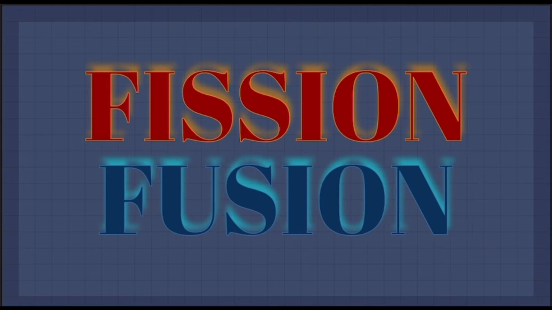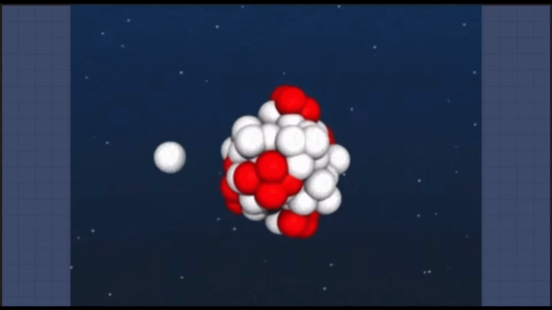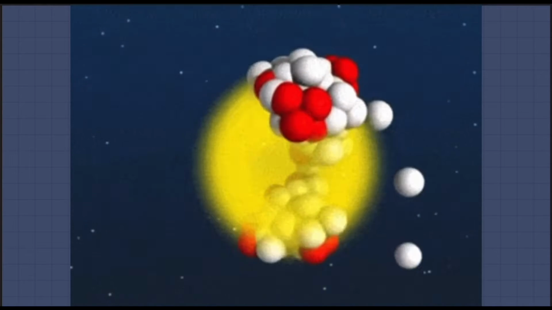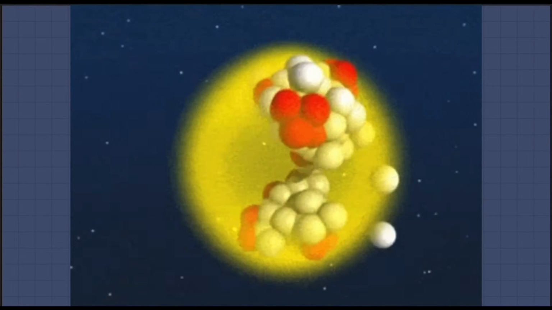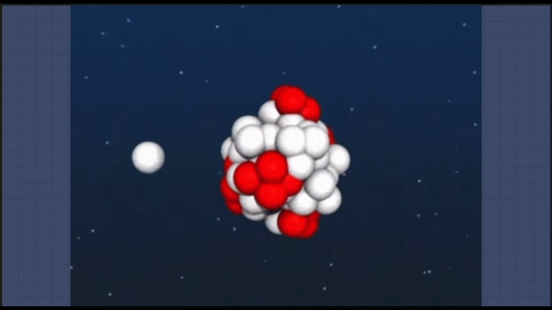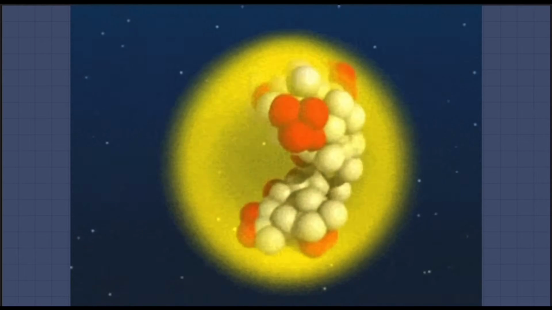The two major driving processes behind nuclear weaponry are fission and fusion. Let's start with fission, which creates the atomic bomb. The fission process is initiated when a free neutron comes in contact with a heavy atom, usually uranium or plutonium. When this neutron hits, the atom becomes unstable and splits apart into two new atoms, or fission products.